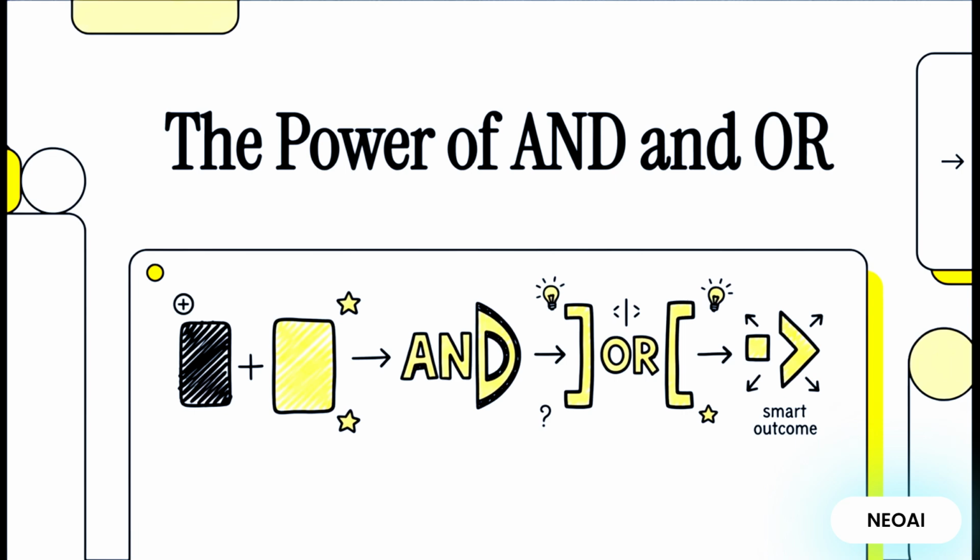Today, we're going to unlock a really fundamental power in programming. We're going to see how a couple of simple words, and or, can make our code way smarter, letting it handle the kind of complex decisions we see in the real world.